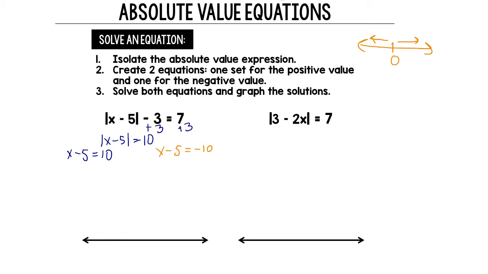So let's solve these separately. We add 5 to each side on the left, and we get x equals 15. We add 5 on the right as well, and we get x equals negative 5.